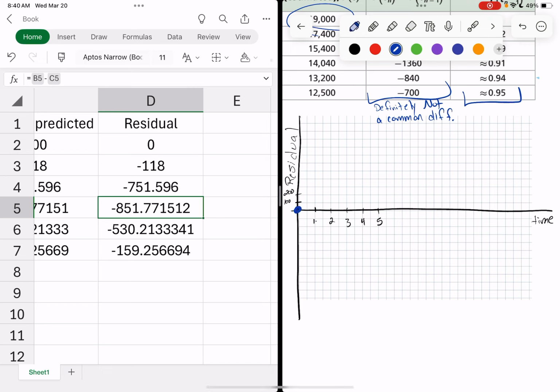Let's do the residuals in red. So negative 118 would be here. For 2, it's negative 750, so right about here. For 3 is negative 851. For 4 is negative 530, right about there. And then for 5, negative 139, right there. Okay, so there, I plotted my residuals.